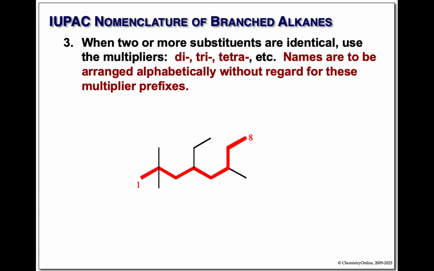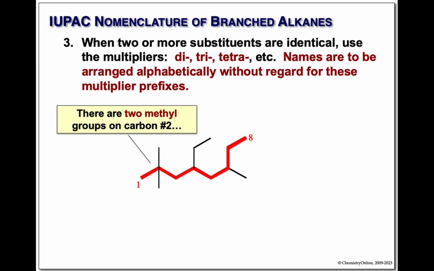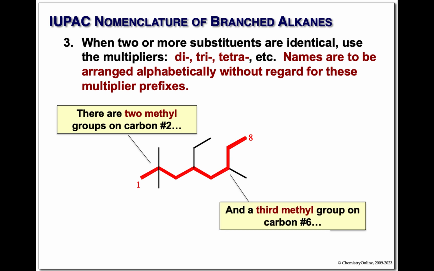Now, the first thing we note is if this is our parent, we're going to have 3 total methyl groups. 2 of them here and 1 here. That's going to be a trimethyl. But we have to use numbers to show where they are. 2 methyls on carbon 2, a third methyl on carbon 6. We will write in our name 2, 2, 6 trimethyl. Gives the location for each of the methyls.